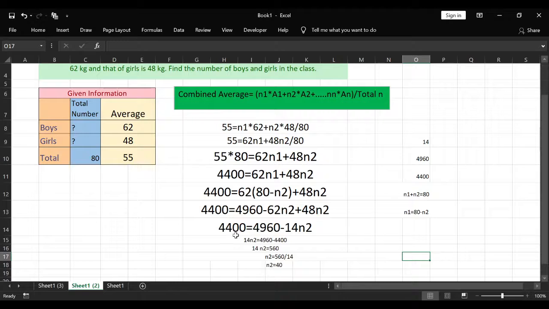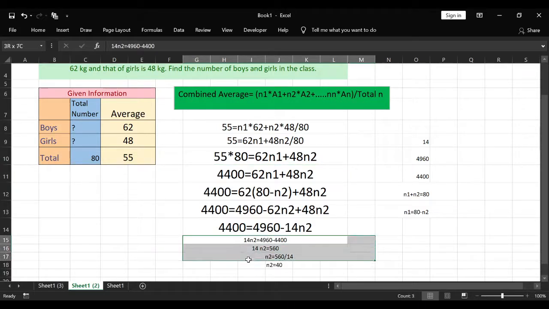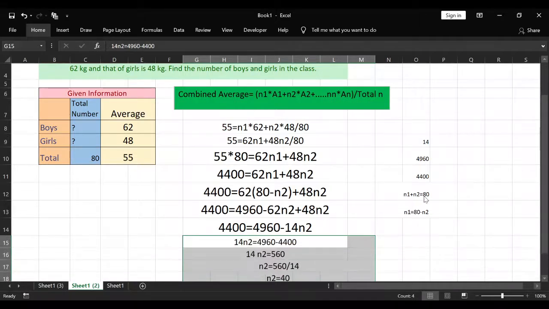See here, I'll tell you the things. So first thing, combined average. In case of combined average, we have applied the values to the formula. Here we were missing the values of n1 and n2. So we have simplified as much as possible, that is 4400 equals 62 n1 plus 48 n2. But after that we cannot simplify the formula, so for that reason we have taken the help of another formula.